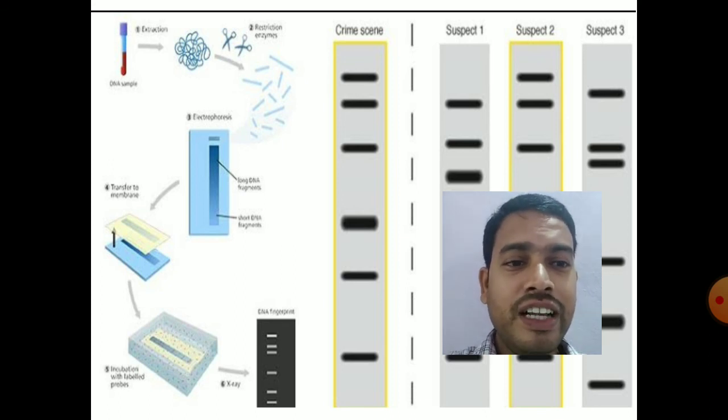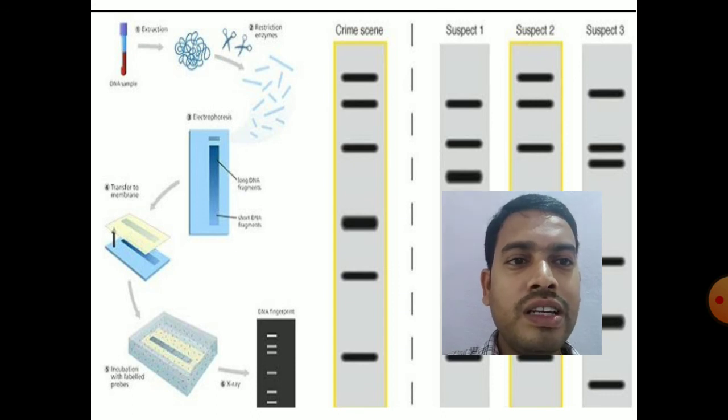After PCR, you'll get double stranded DNA n number of times. Now collect that and treat with restriction endonucleases. Similarly, simultaneously process the samples collected from the three suspects. Suspect 1, 2, 3. Collect the DNA from them, collect blood. From the blood, isolate serum. From the serum, isolate WBC cells. Collect the DNA from them and subject it to restriction analysis. Now you have four samples: crime scene sample, suspect 1, suspect 2, suspect 3.